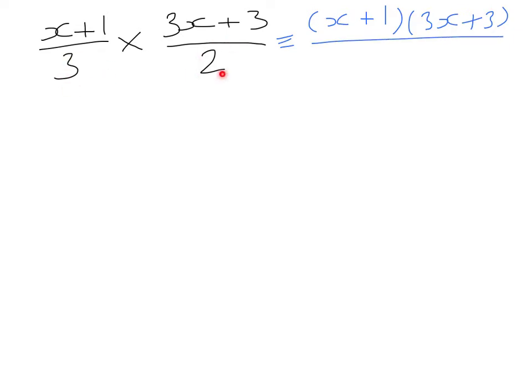And then 3 times 2 we can evaluate straight away. We know that that is 6. At this point we have a choice. We can leave the numerator in its factorized form like that in the brackets, or we could choose to expand these brackets. Neither one is necessarily more correct than the other.